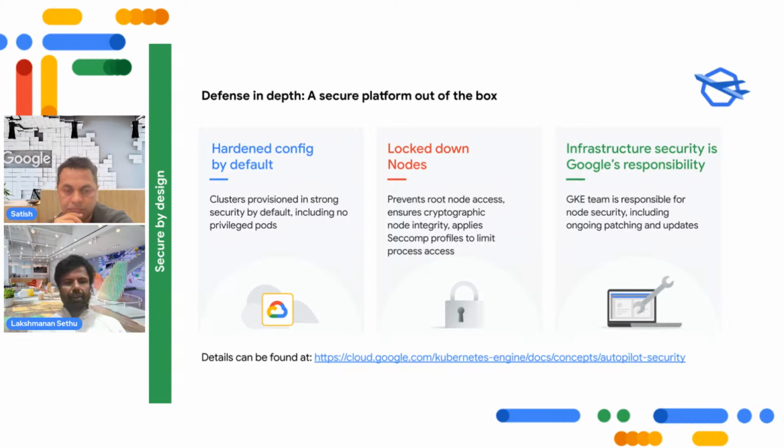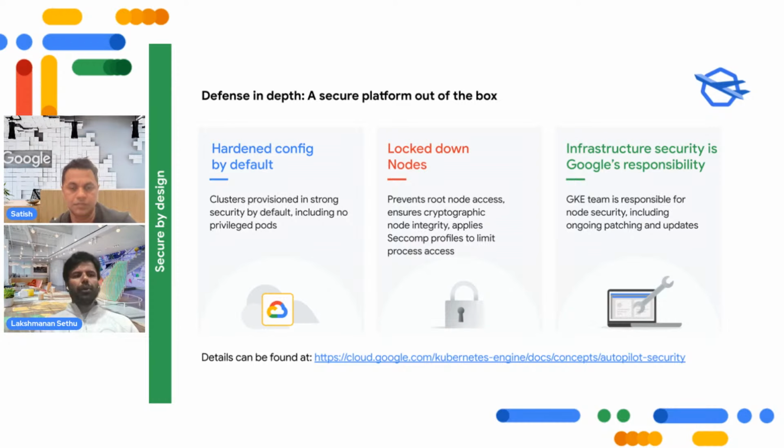And let's talk about a few others. The next one is lockdown nodes. What does it mean? Here your nodes are locked down. That means you don't have an option to go into the nodes and have access to the nodes where the pods are running. The nodes are locked down. It's taken care of by Google SRE.